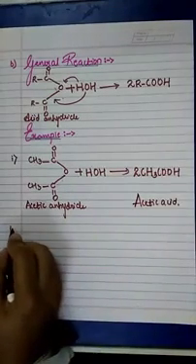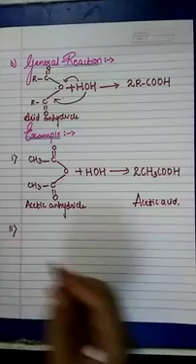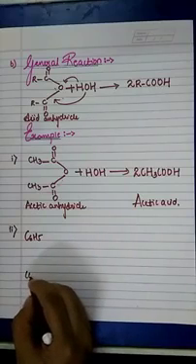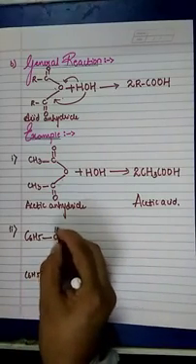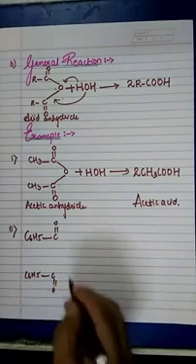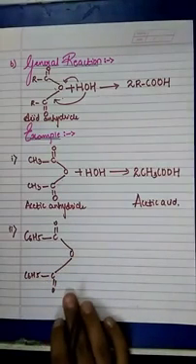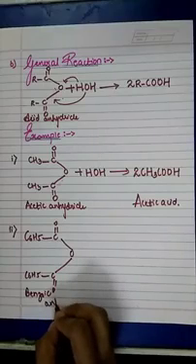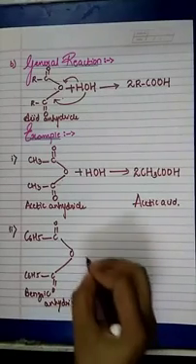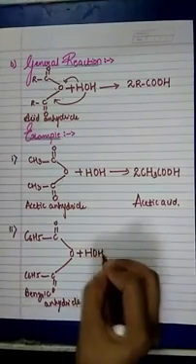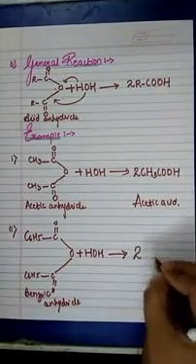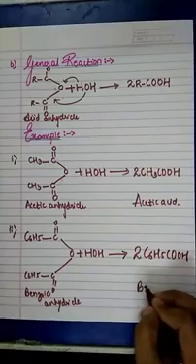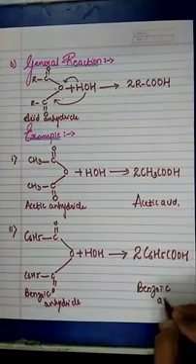The second example is the preparation of aromatic acid. Here we are taking C6H5, that is your phenyl, C6H5, C double bond O, C double bond O, O. The name of this compound is benzoic anhydride. Benzoic anhydride is being treated with HOH. We are obtaining two molecules of C6H5COOH, that is your benzoic acid.